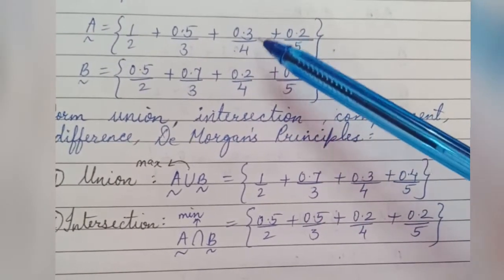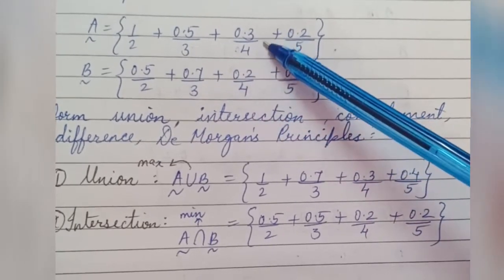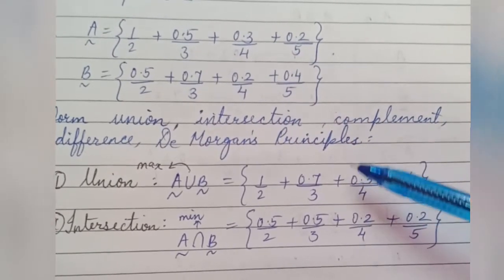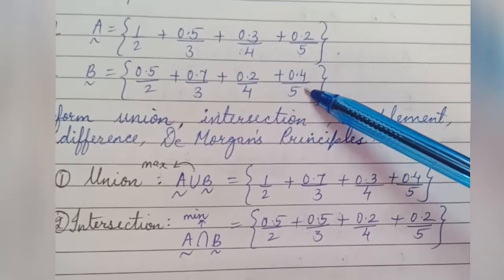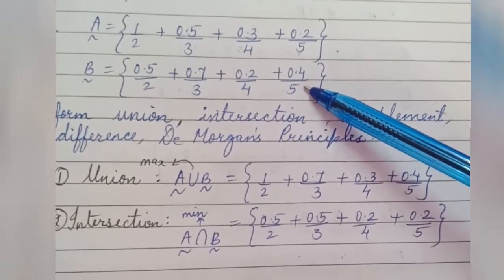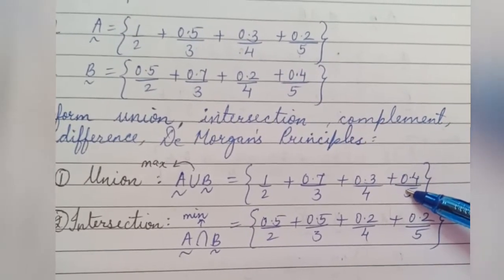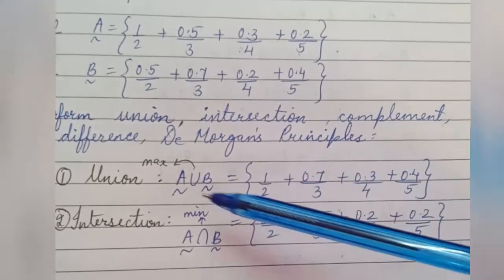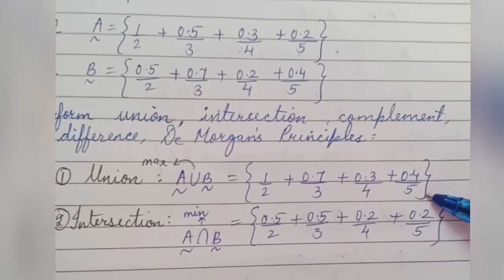Third element 0.3 and 0.2. Select max 0.3. The third element is 0.3. For the fourth element 0.2 and 0.4. Compare and select max, that is 0.4. Write it as 0.4 upon 5. So this is the set A union B.